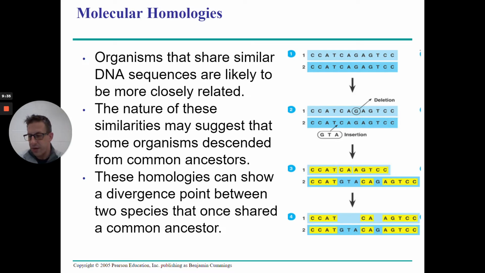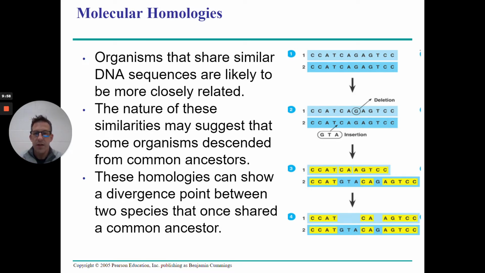I think we share like 98 or 99% of our DNA with a chimpanzee. Which means at some point in the past, though we did not evolve from chimpanzees, we shared a common ancestor with chimpanzees. It doesn't necessarily mean that we were chimpanzees and now we're humans. It means that we shared a common ancestor.